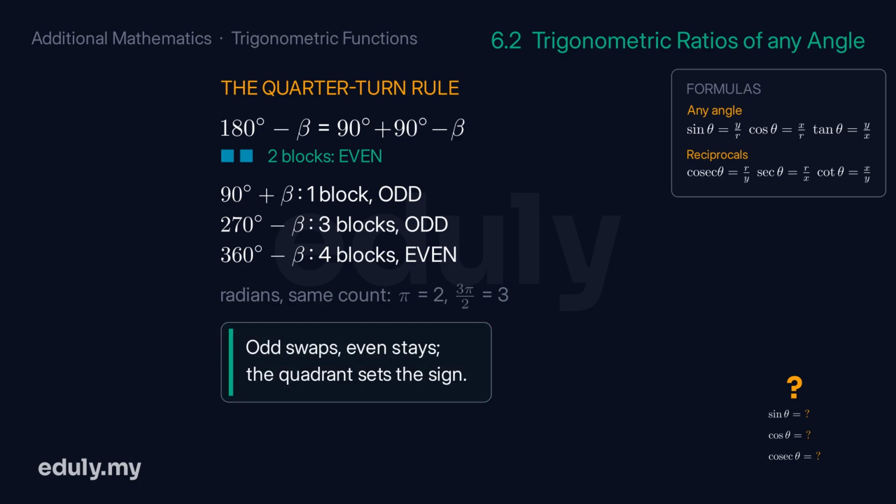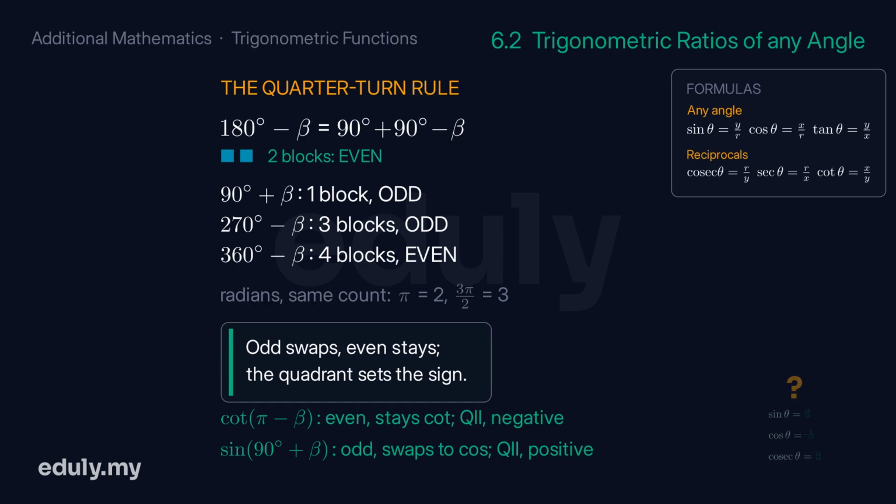One line to remember it. Odd swaps to its partner, sine and cosine, tan and cot, sec and cosecant. Even stays. The quadrant sets the sign. 2 checks. Cot of pi minus beta, even stays cot, quadrant 2 negative. Sine of 90 plus beta, odd swaps to cos, quadrant 2 positive, plus cos beta. Sine 12 over 13, cosine minus 5 over 13, cosec 13 over 12, your own question answered.